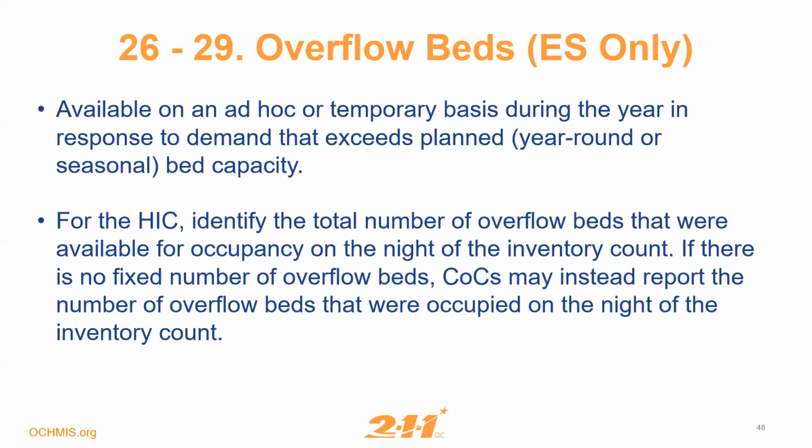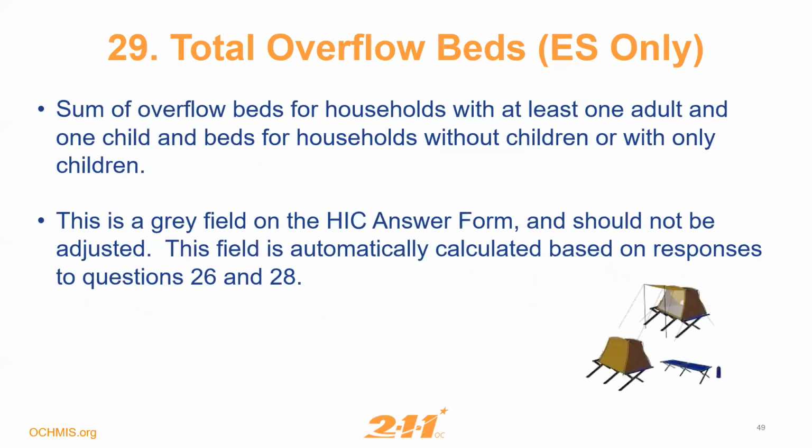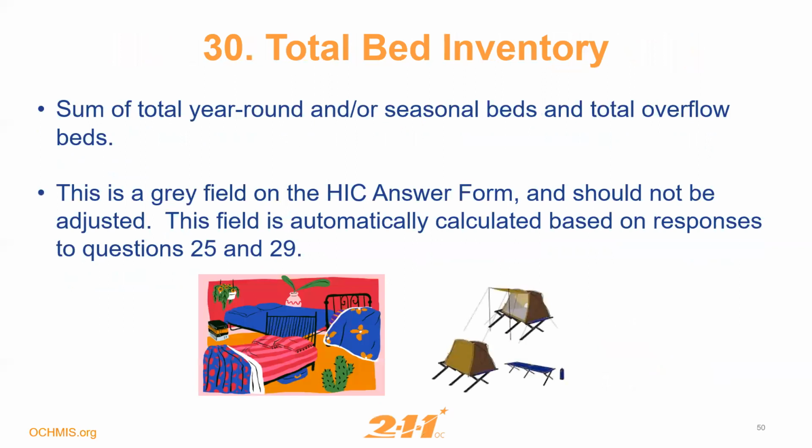If there is no fixed number of overflow beds, you may instead report the number of overflow beds that were occupied on the night of the inventory count. And then we have one of the gray fields that automatically calculates the number for you. So this will automatically calculate the number of total overflow beds by using the information that you typed in on questions 26 and 28. Then we have another gray field which will automatically calculate the total bed inventory that you have. So this is a gray field on the HIC Answer Form, and it counts up based off of your responses to questions 25 and 29.